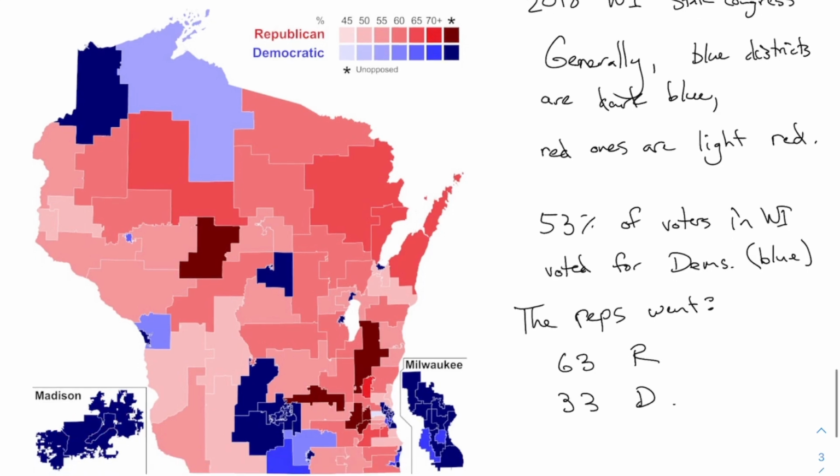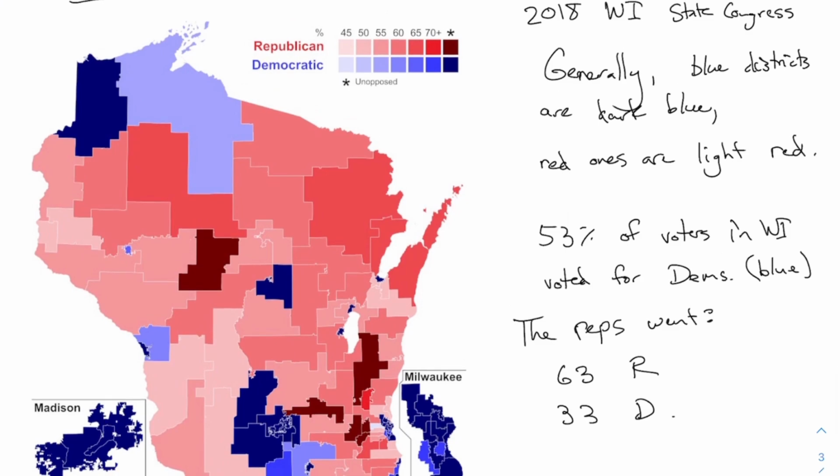So this is a classic example of a super packed map in favor of the Republicans, because the Democrats are all living together, voting for candidates who are unopposed, and their votes are not counting against all the Republicans who are winning in the country. All right.